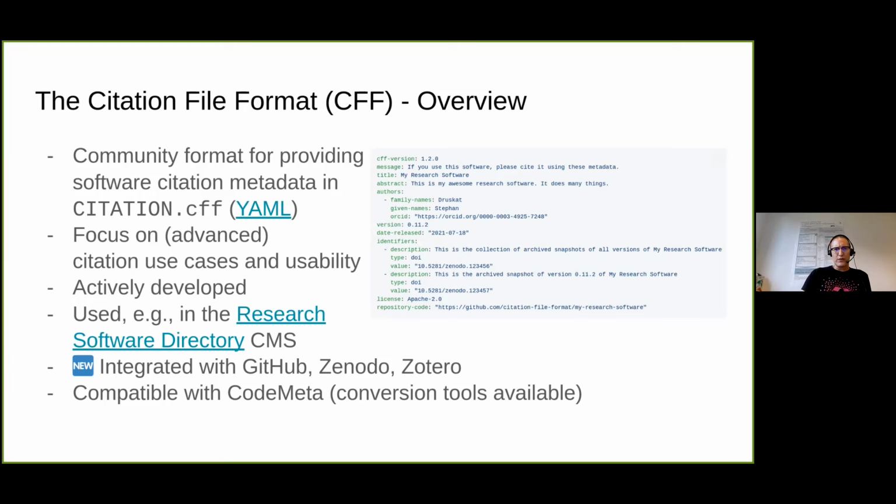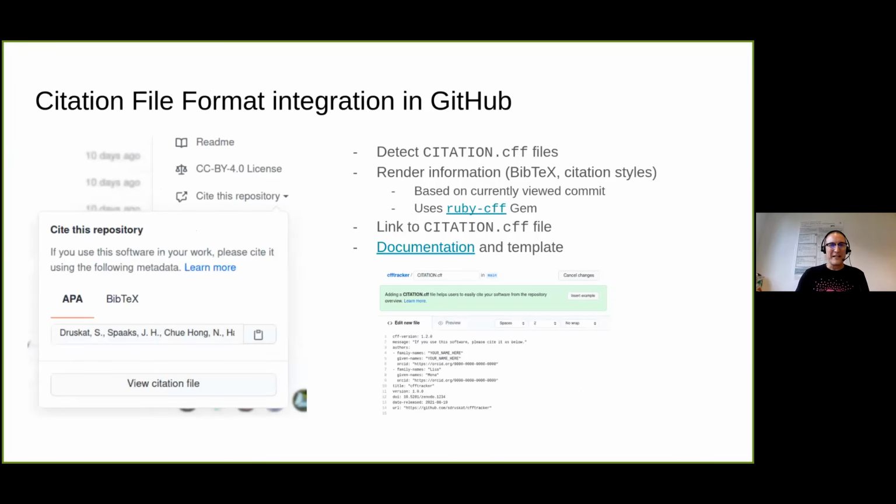It's been used in projects such as the Research Software Directory, which is a CMS for research software, and ASCL also can generate CFF files. And of course, CFF is newly supported by bigger platforms such as GitHub and Zenodo, and the Zotero reference manager, which is what I'll talk about in a minute. Last but not least, I think it's important to stress that CFF is compatible with CodeMeta, and that there are also tools to convert between the two. So I'm currently in the process of updating the crosswalk, and I've got an open draft PR. So if somebody wants to give me feedback on that, that'd be great.